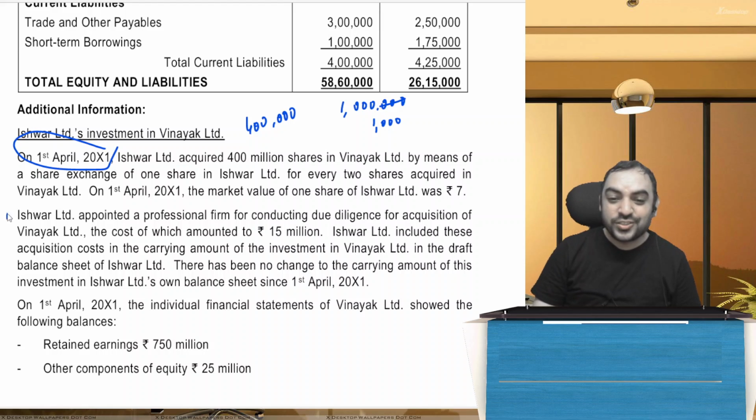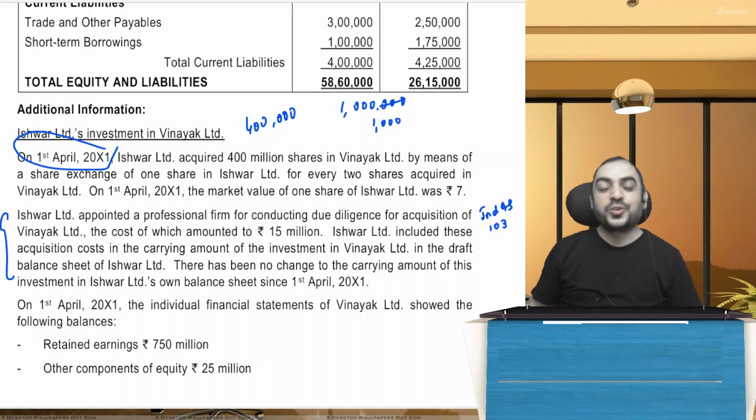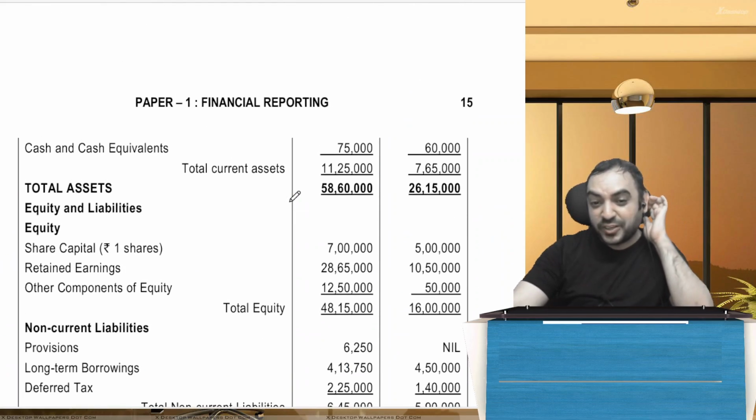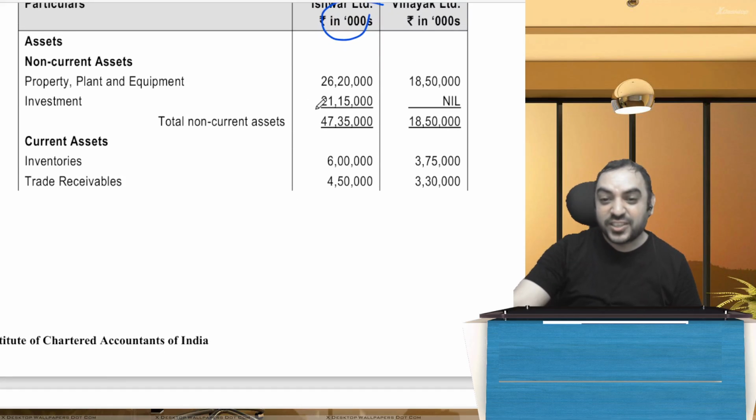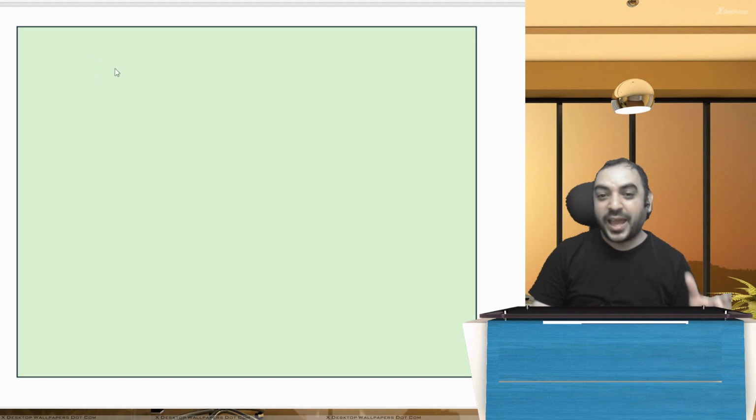So this is cost of acquisition, Ind AS 103. Cost of acquisition is not to be adjusted with the goodwill. Cost of acquisition should be taken to P&L. And if you look at the investment amount, what is the amount of investments? You look at the asset side, investment amount is 21,15,000. So let me give a breakup of this, what and all is happening.